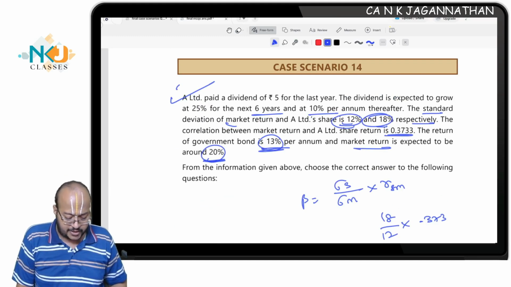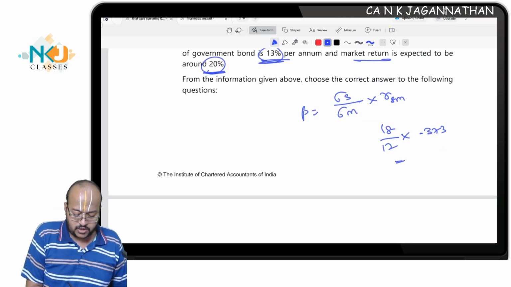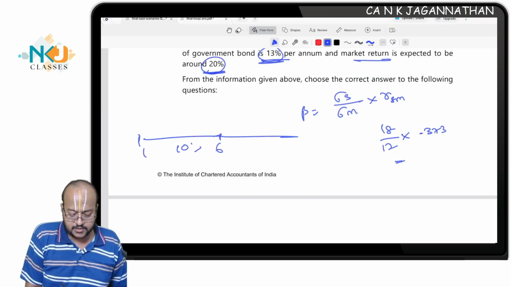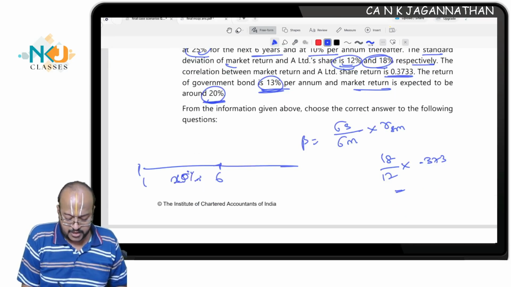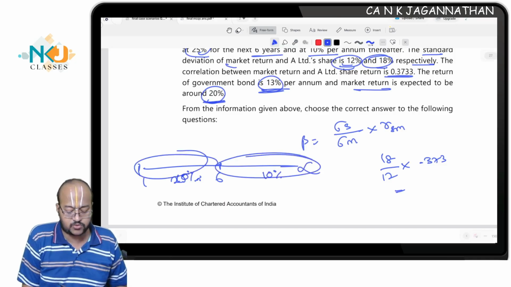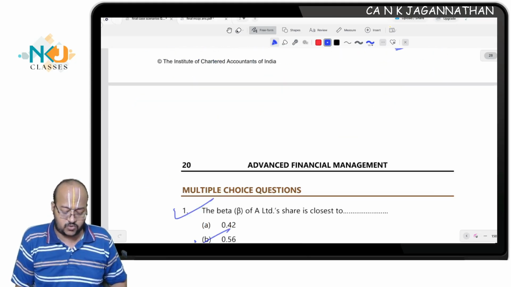It paid a dividend for last year. For the next 6 years, it is growing at 25%. Thereafter it grows forever at 10% till infinity. Are you all understanding? Now this is the two-stage dividend discount model.